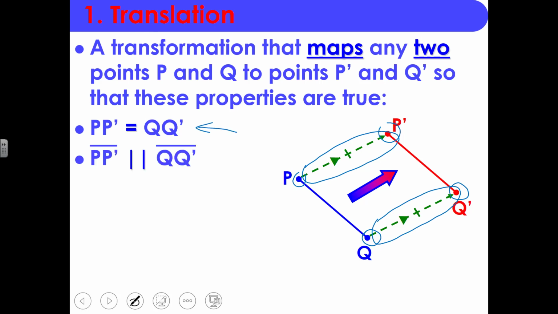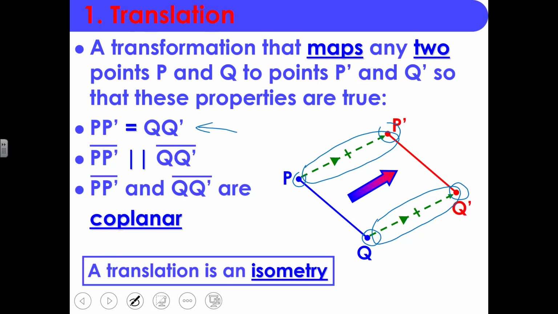Also, the same two line segments have to be parallel to one another. And lastly, those two line segments are going to be in the same plane, or on the same surface. A translation is an isometry, which means the shape and the size of the pre-image does not change when it's mapped onto its image.